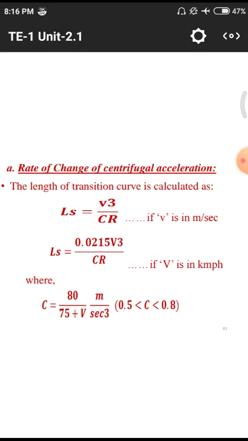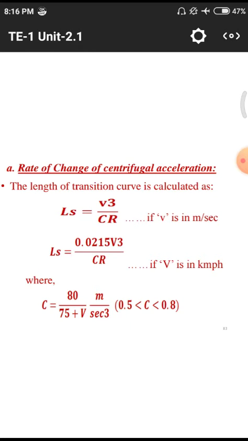If we take the velocity in kilometers per hour, that formula changes into 0.0215 V cube by CR, because between V in meters per second and kmph we have the relation V equals 5 by 18 kmph. Like that, we need to change these values according to meters per second and kilometers per hour. After that, for the centrifugal acceleration, C equals 80 by 75 plus V, with V in meters per second. Okay, this is the empirical formula given by the Indian Roads Congress. We need to remember those.